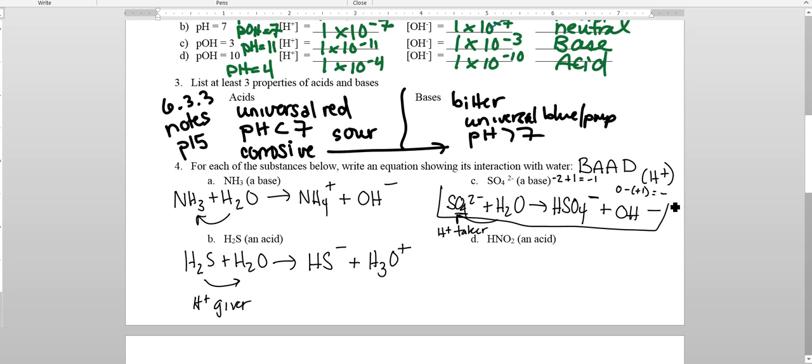Sorry, that got messy. This is my reaction here. The other thing you should notice is the charge on the left equals the charge on the right. So I've got -2 charge on the left and I've got 2 negative charges on the right.